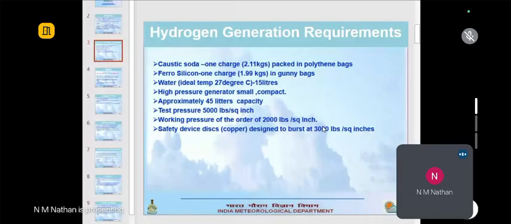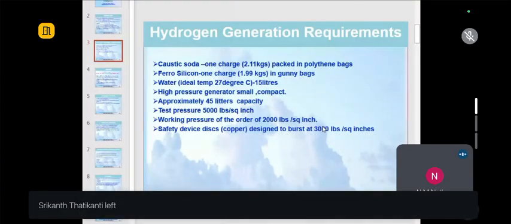So you have to take care, and you need not use this gas immediately. You have to wait for the cooling time. You have to maintain that procedure. Then only you can use this gas for balloon filling, etc.